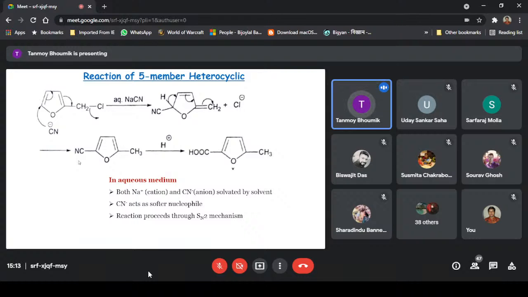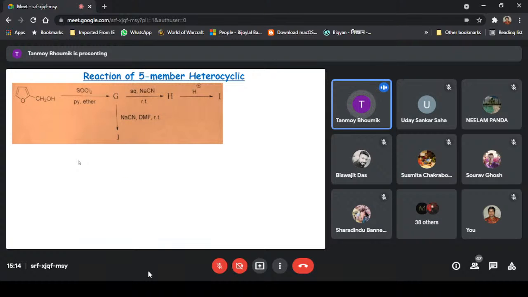This aqueous solvent solvates both the cation as well as the anion, but the cyanide ion acts as a soft nucleophile. The cyanide minus ion acts as a softer nucleophile, and that can react at the position of this ring carbon, and as a result, a nucleophilic substitution reaction occurs. One should occur at the ring, another at the outside position of this ring, and that's why whenever you change the reaction medium to non-aqueous conditions, the product will change.